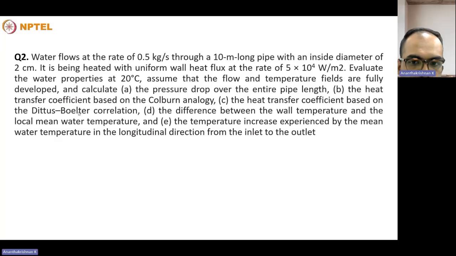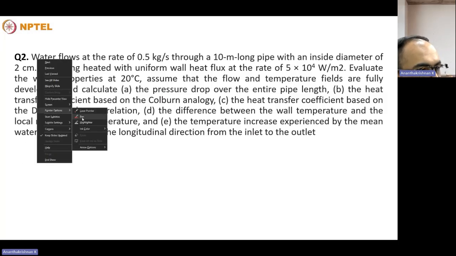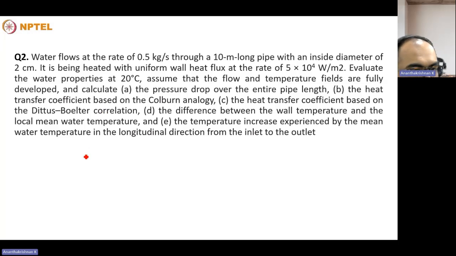So we can try to solve this problem. The first part of the problem says we need to identify the pressure drop. For that, we need to calculate the friction factor, and we can use a correlation that is valid for a turbulent flow. We know that this is a turbulent flow problem. But how will we determine whether the flow is turbulent or not? Through Reynolds number. So it is a pipe flow problem.